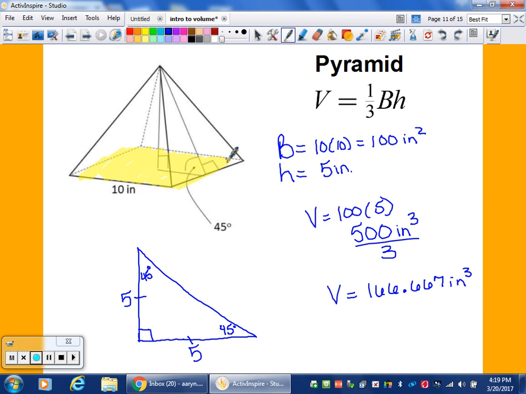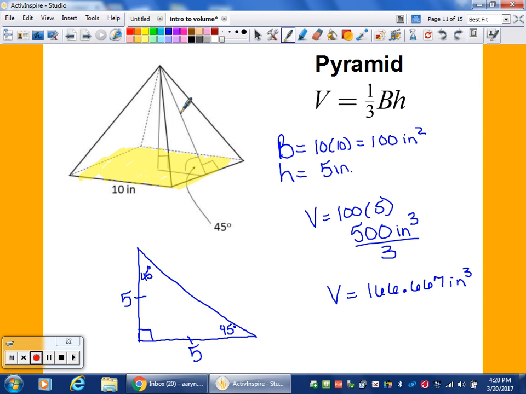Okay, so let's flip gears. Let's go away from cones and look at a pyramid. This pyramid is a square pyramid. The bottom is a square, so big B would just be base times height, which would be 10 times 10, which is 100 inches squared. Your height is 5 inches. How did I get that height?